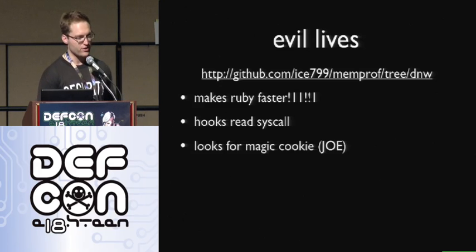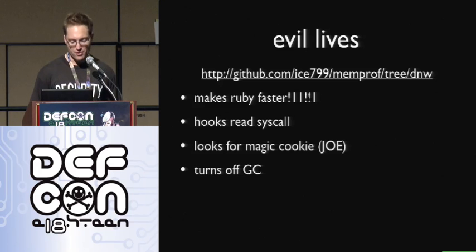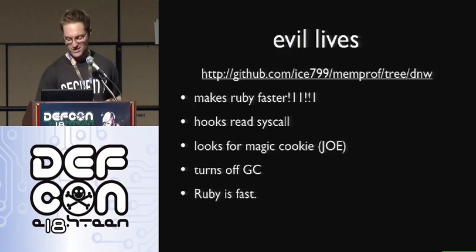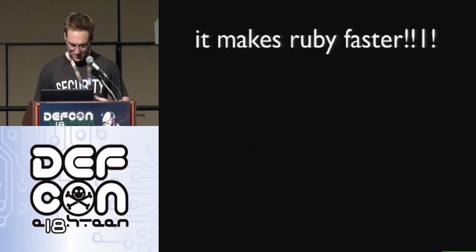It looks for a magic cookie. In this case, the magic cookie is just my name, Joe. And then it disables the garbage collector. The result is Ruby is fast. But it is now a time bomb, right? Eventually it'll eat all the RAM on your system and your system will melt down.